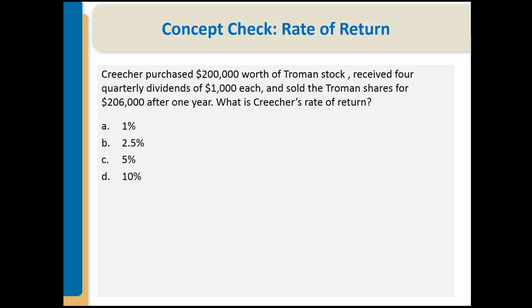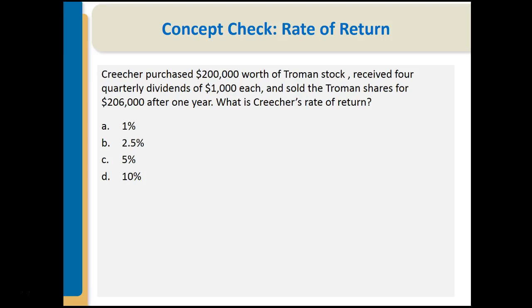Let's look at a question here. Creature purchased $200,000 worth of Truman stock, received 4 quarterly dividends of $1,000 each, and sold the Truman stock for $206,000 after 1 year. So what would be Creature's rate of return? So we know they had quarterly dividends of $1,000 each, which is $4,000 annually. Then after 1 year, the stock appreciated $6,000 because we bought it for $200,000, we sold it for $206,000. So in total, $10,000 is the amount that they have received in profit. If you divide that by the purchase price of $200,000, that is how you'll find out your rate of return.